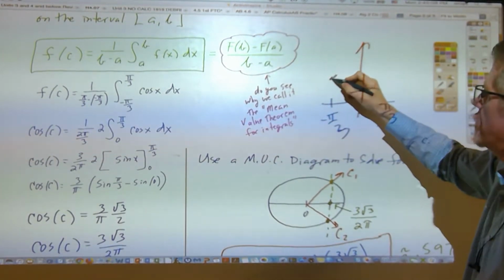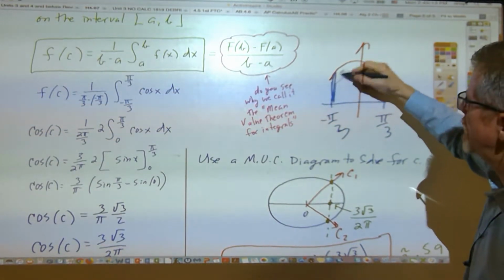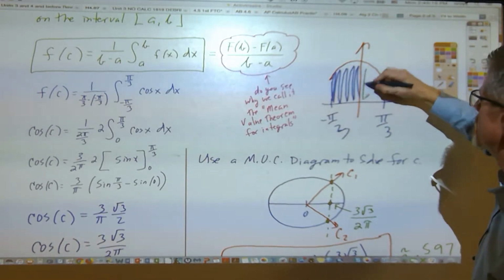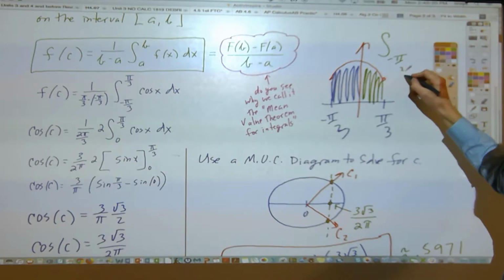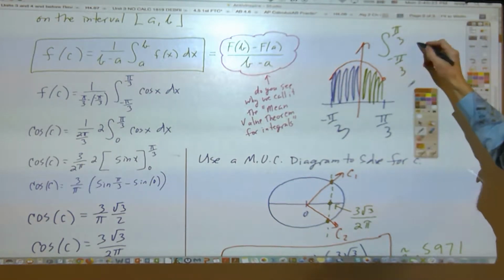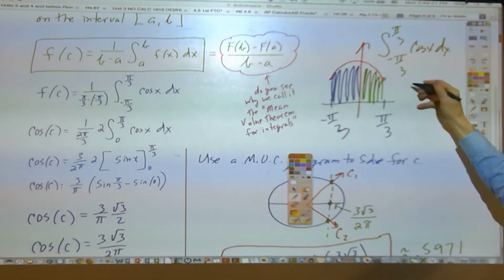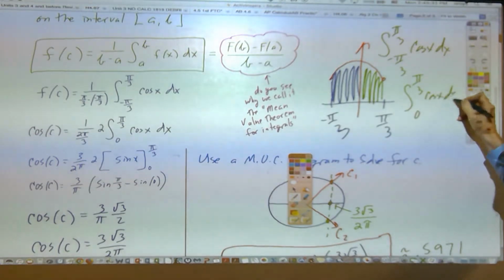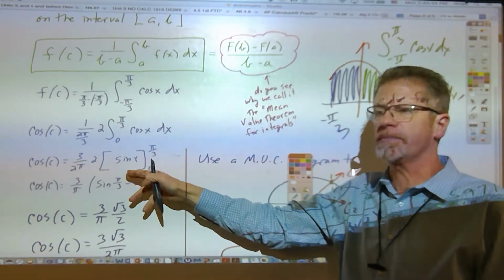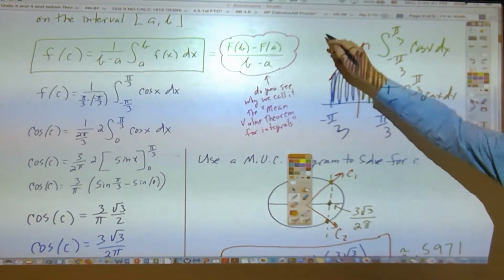He's looking at negative pi over 3 to pi over 3. I would argue that by symmetry, this area in blue is equal to this area in green. So instead of going from negative pi over 3 to pi over 3 on the cosine function, cosine x dx, why not just take half of it? Let's just go from 0 to pi over 3 and multiply it by 2. That's the move I made. We had talked about doing that several times last week. We just did it again. You'll end up doing that a lot when you start doing these problems correctly.